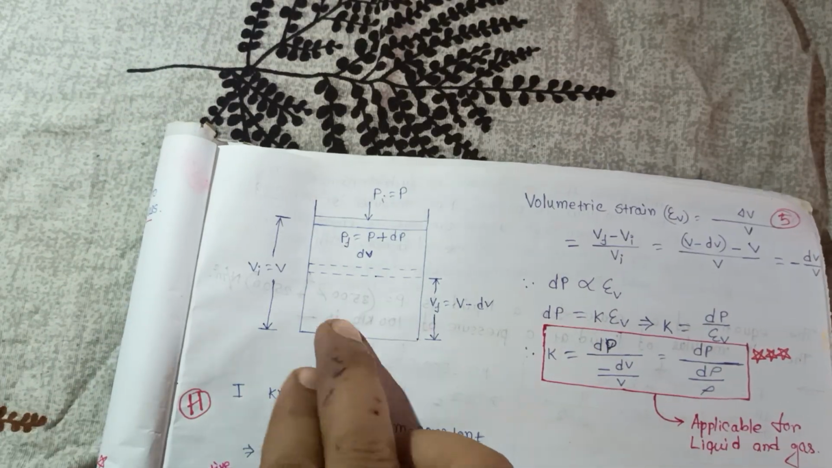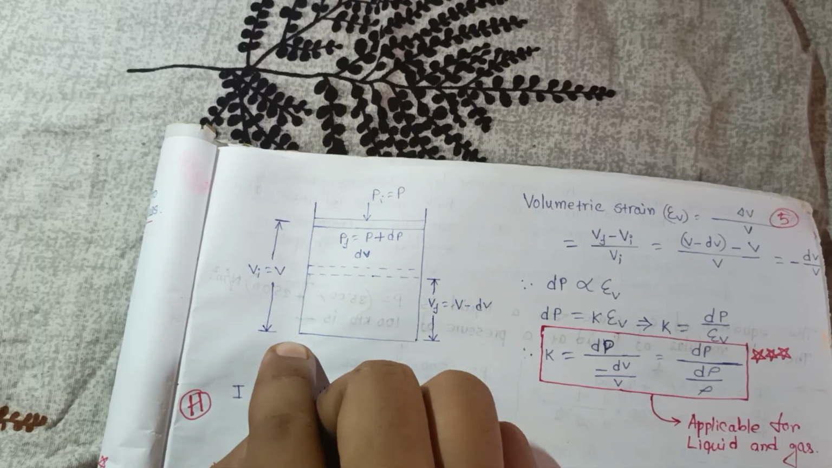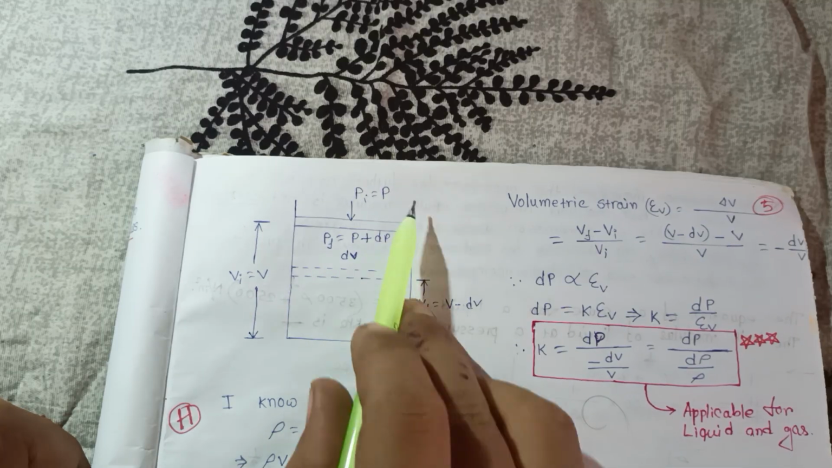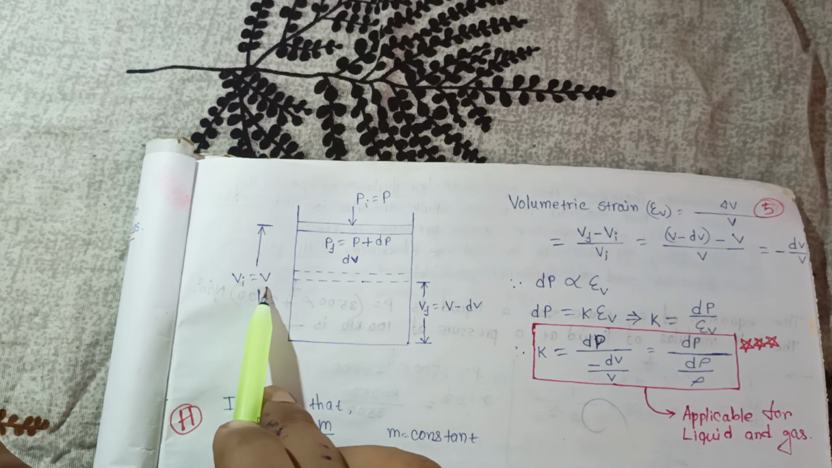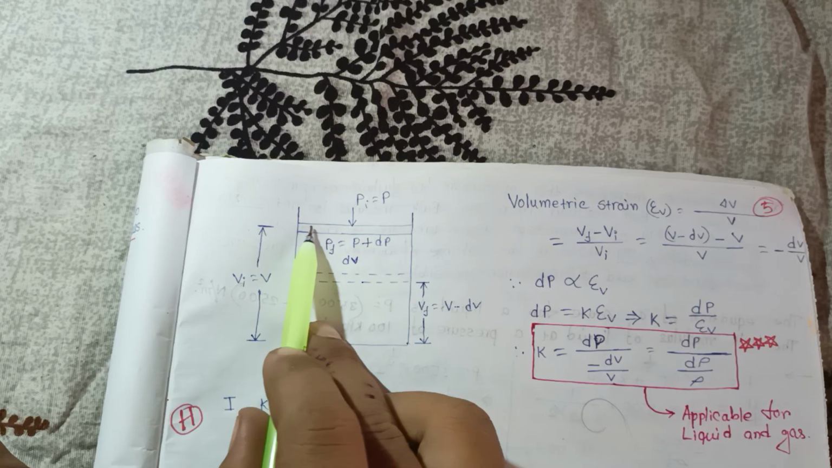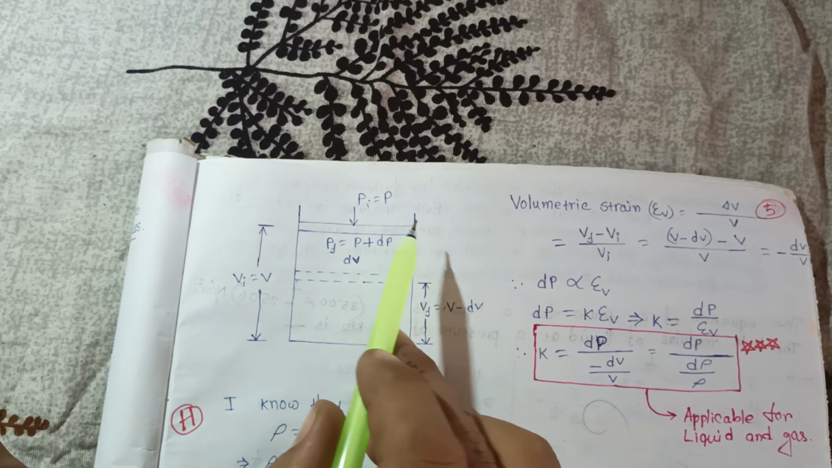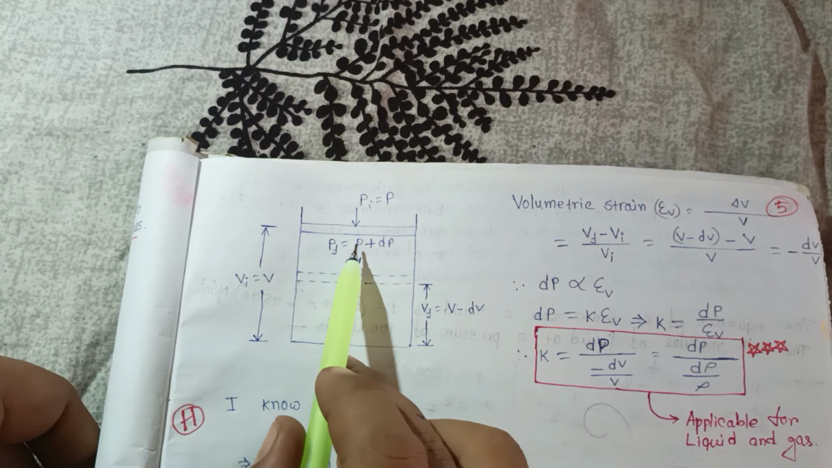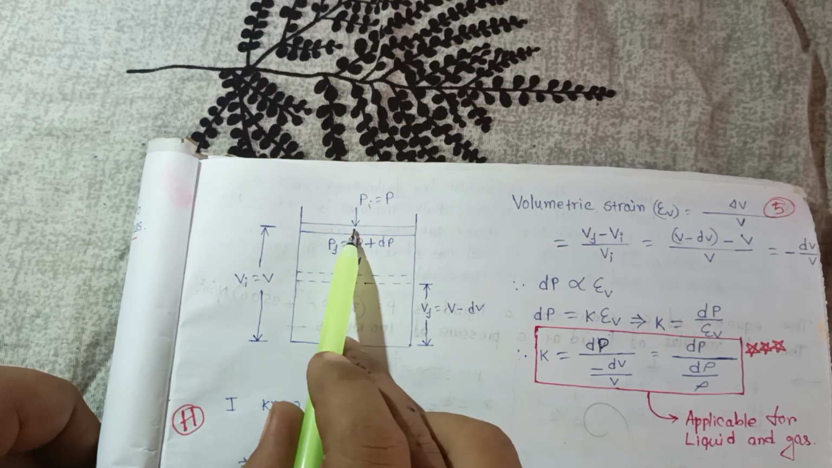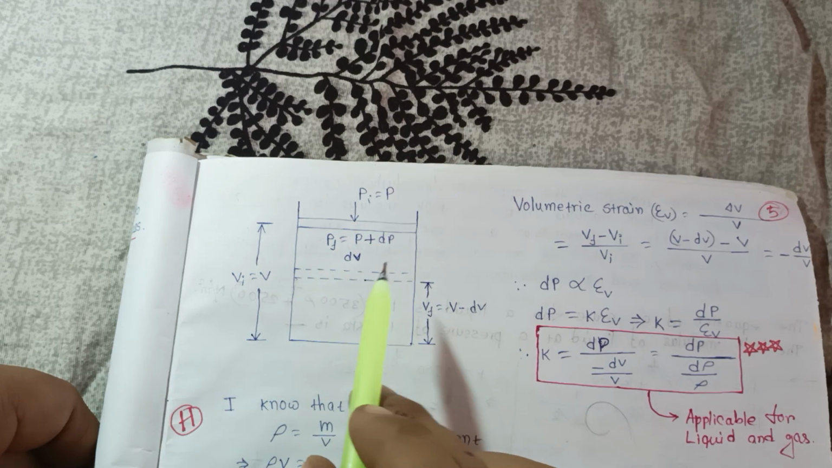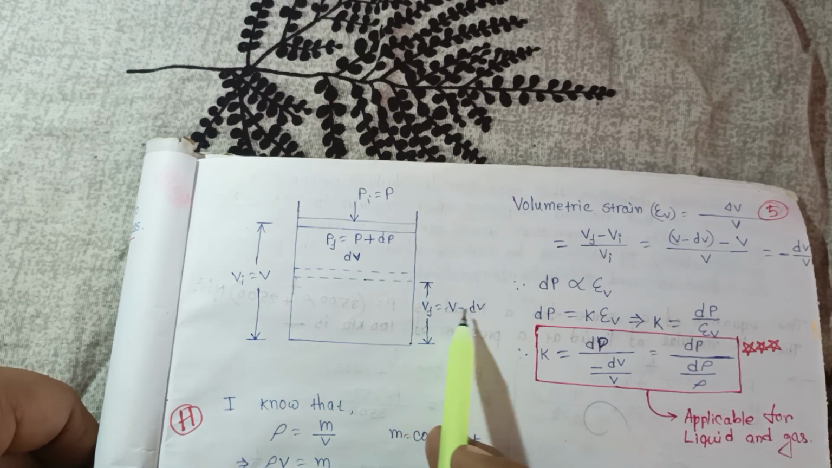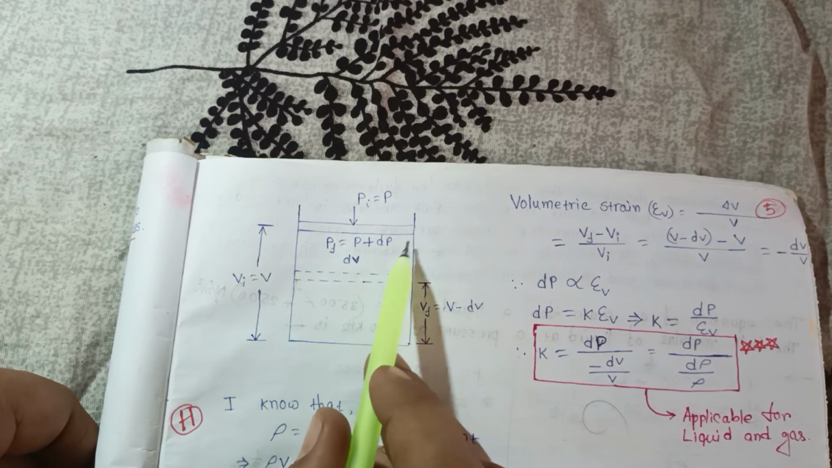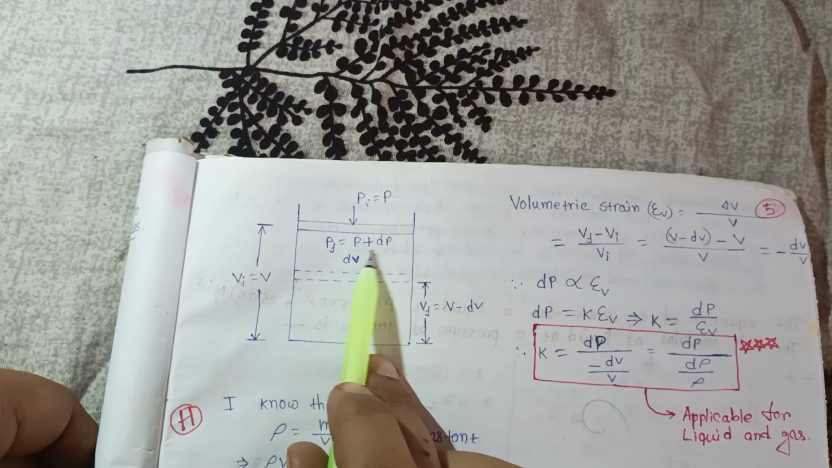So this is the piston cylinder arrangement, and this is the initial volume. Vi is the initial volume, and Pi is the initial pressure. This is the initial position of the piston. Now if you increase the pressure to P plus dP, then the piston goes down, and the final volume is equal to V minus dV. dV means the change in volume. So dV must be this volume which changes. So the final volume decreases due to the increase in pressure.